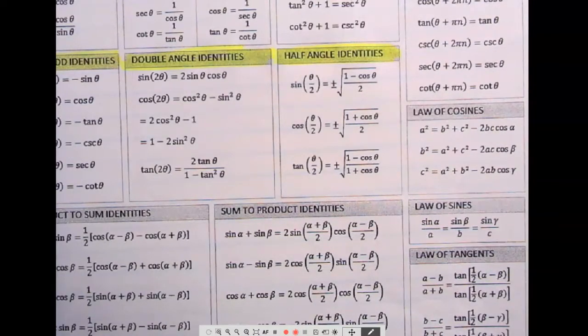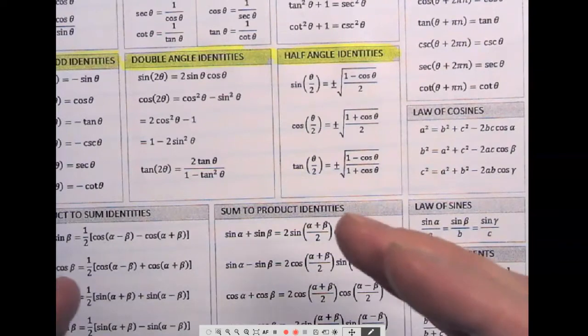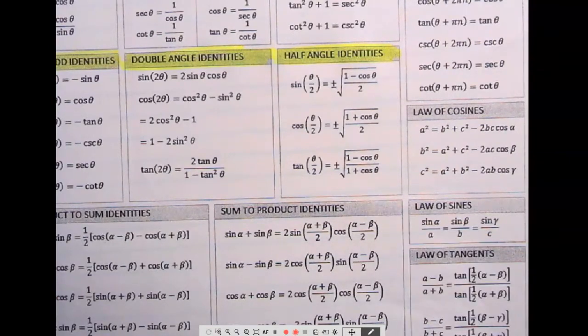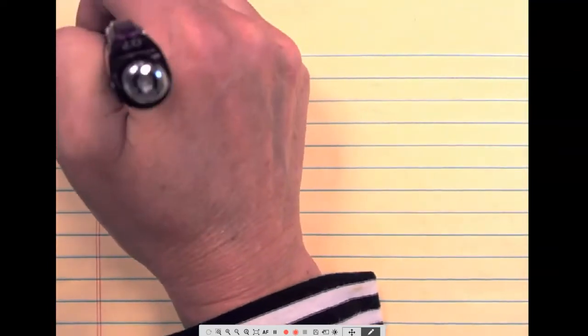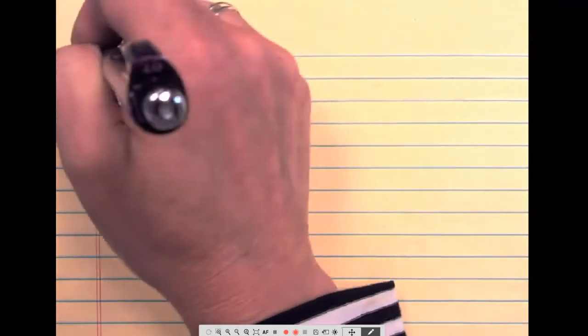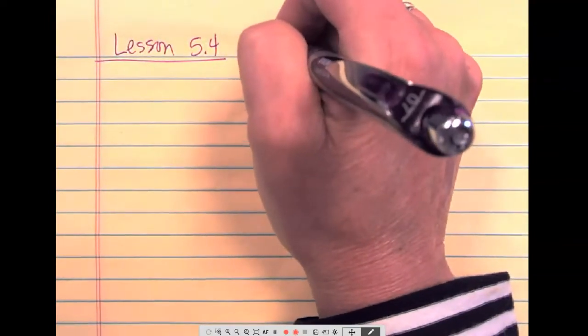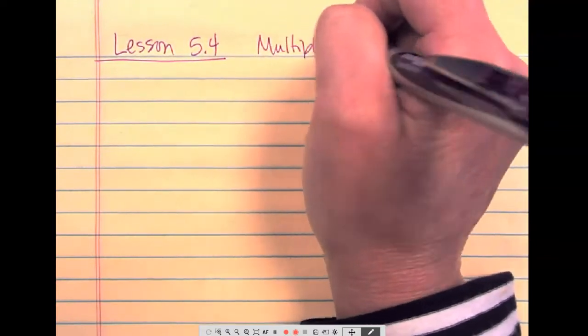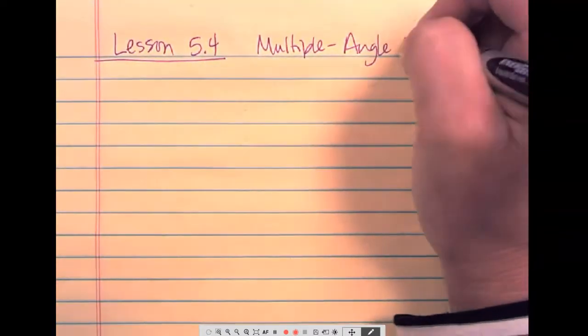So the ones that we're not deriving are just a little step above what we are doing in this class. So that's why some of them I'm just like, here it is, this is how we use it. Others, I'm showing you where they actually come from. So with that in mind, I'm going to jump right in. And this is lesson 5.4. We are getting close to the end of the chapter. Multiple angle identities.